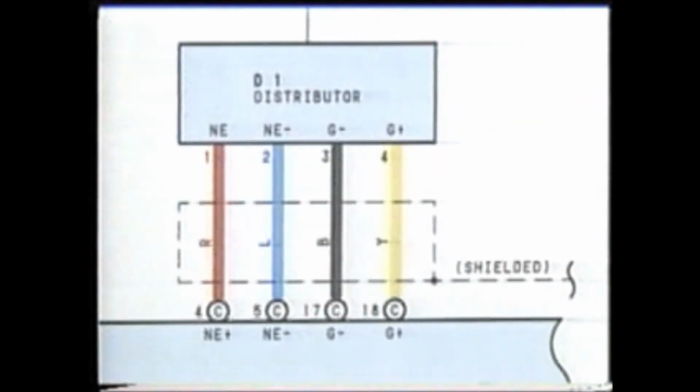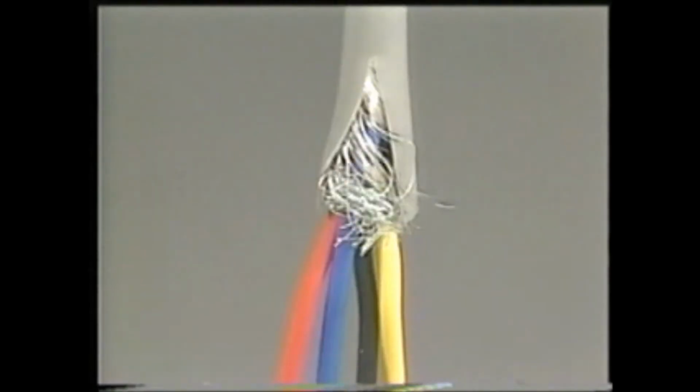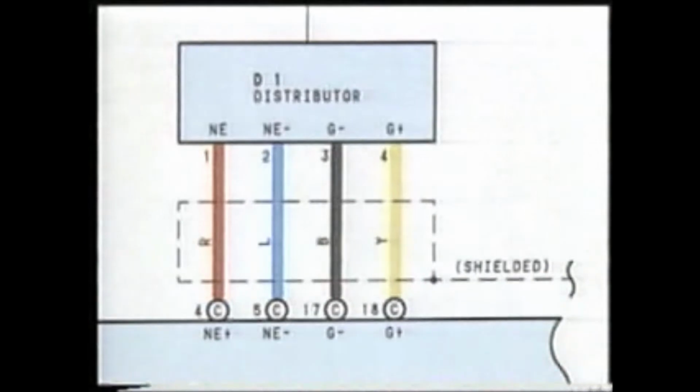This indicates a shielded wire used to prevent electrical noise. This is how it actually looks. The shield of the shielded wire should always be connected to the ground wire.